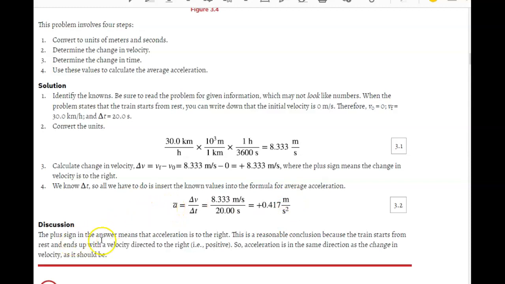And of course, the plus sign in the answer means that it's accelerating, or speeding up. It also means the acceleration is in the same direction as the change in velocity.